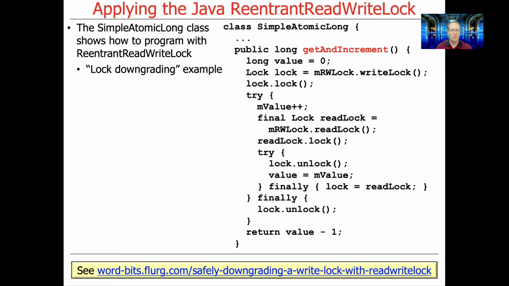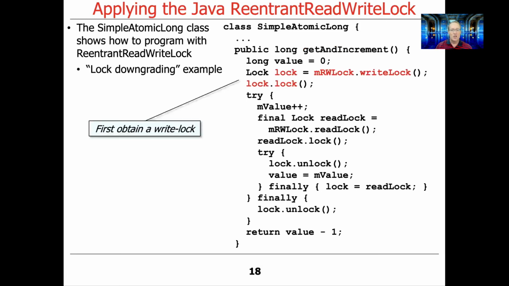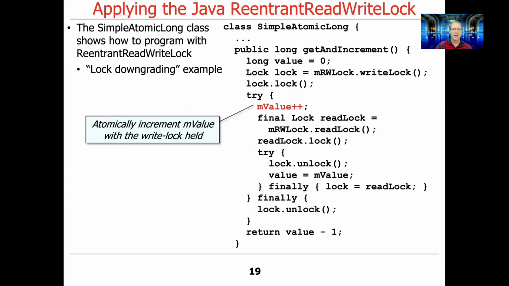Here's another example, just for fun, illustrating the so-called lock downgrading functionality. This particular example is going to use getAndIncrement. Remember what getAndIncrement does: it first reads the value and then increments it, and it returns the previous value before it was incremented. So to do this, we're first going to obtain a write lock and acquire that lock. And then with the write lock held, we're going to increment the value. So that was done atomically.